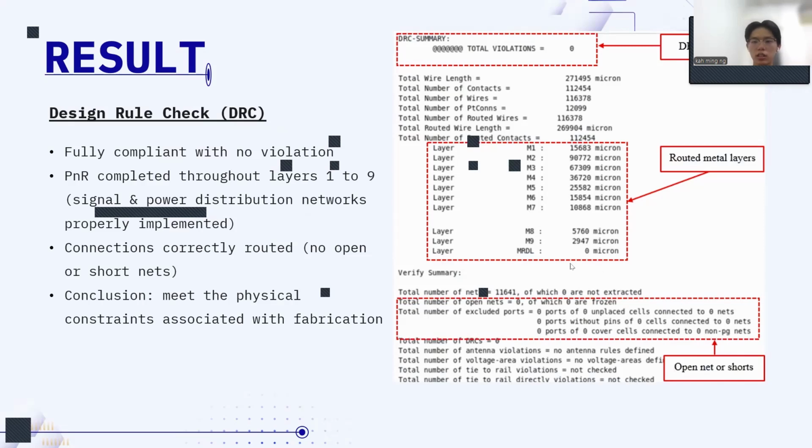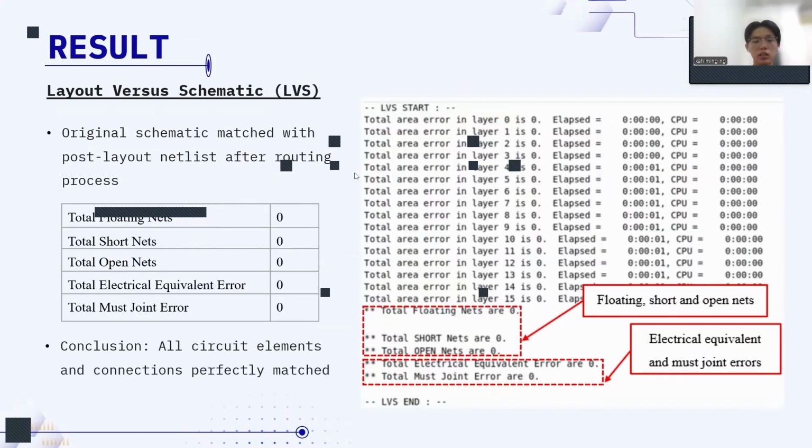Next will be the layout versus schematic inspection, which we usually call the LVS check. It is used to compare the original schematic and verify whether it matches the post-layout netlist after the routing process. Here is the summary of the report. There are no floating nets, shorts, opens, electrical equivalence errors, or mask join errors. As a conclusion, all the circuit elements and connections have been perfectly matched.